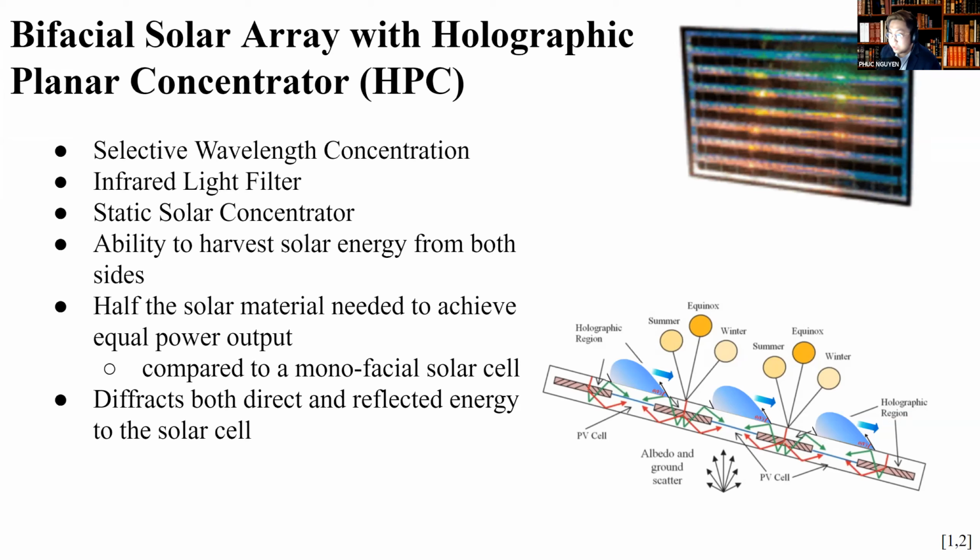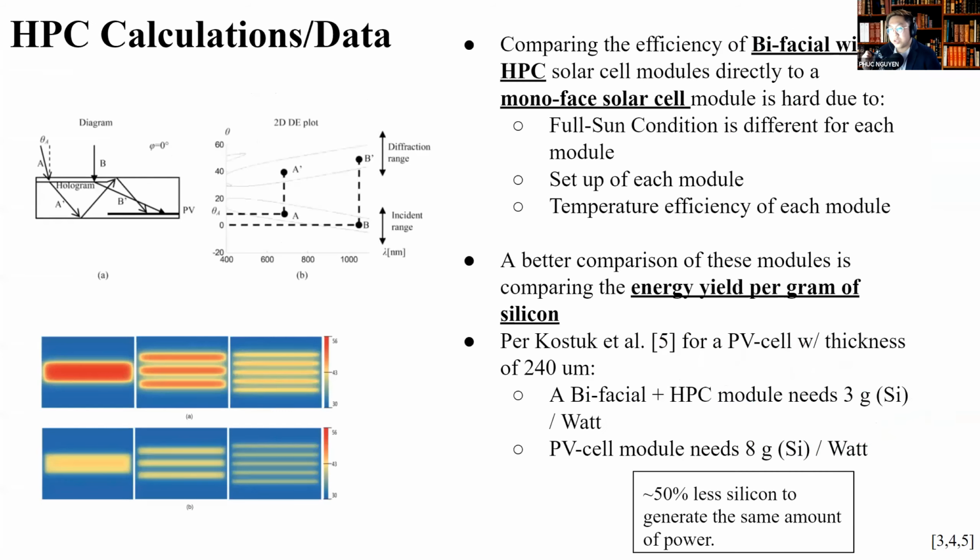Without the actual product, it's a little hard to simulate. There are not a lot of simulations out there, and without the actual product, it's hard to gather data. So I relied on a lot of research papers from other people who've built and tested this. As you can see in the top left, we have a diagram showing an incident angle with your HPC here. From their testing, an incident angle of 0 degrees or 10 degrees can essentially give a diffraction range of 30 to 40 degrees.